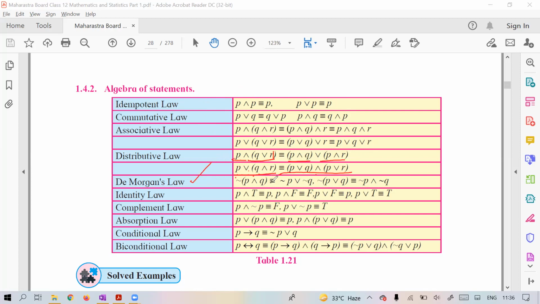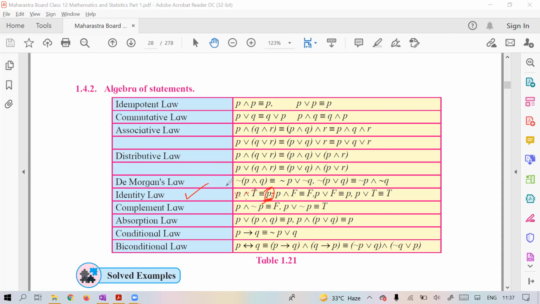Now we have De Morgan's law, which we have seen already. Negation of (P and Q) is negation P or negation Q. Negation of (P or Q) is negation P and negation Q. Now you have to remember the identity law. So come here, identity law. P and true. You take any statement and put true with it. So the statement P and true will be like P. It means if P is true, true and true is true. If P is false, false and true is false. That's why P and true will be equivalent to P only.